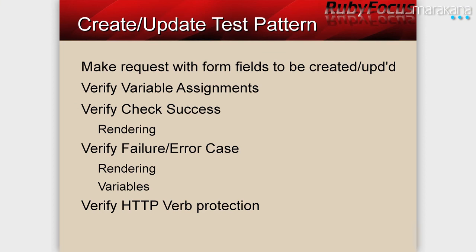Okay, so we need to actually make our controller accept some stuff, accept data. So let's do that here. The create, update, test pattern. So the create action and the update action are very similar, and this is the pattern with which we want to test them. So first we're going to make a request that includes all the form fields which we want to submit. In our case, the first name, the last name. If this is an update request, it should also include the ID of the record that we're trying to update.